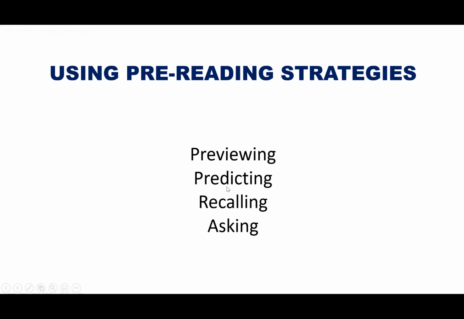There are 4 pre-reading strategies. We start by previewing the text, looking for all of the important information. Then we predict. So we will predict what the topic and the main idea is, what the author's main point is. Then we will recall. So we'll start to remember times where we've maybe learned about this information in the past.